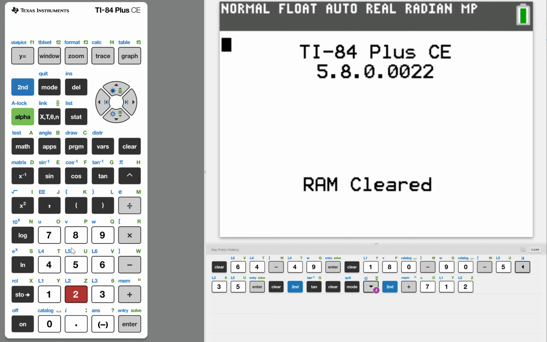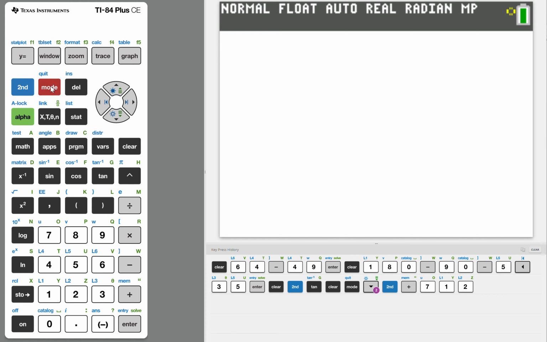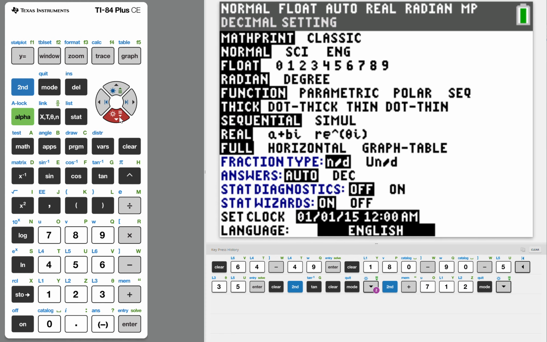But notice if I do second plus 7, 1, 2 and clear the memory, notice that up here it says radians. The default setting in both the old and the new calculators is radians. It's not degrees. You need to make sure that we change that angle measure from radians, which you'll learn next year, to degrees. So we're going to put mode. We're going to move down, down to degrees, then move over to the right. And then to select that, you're going to hit the enter button.